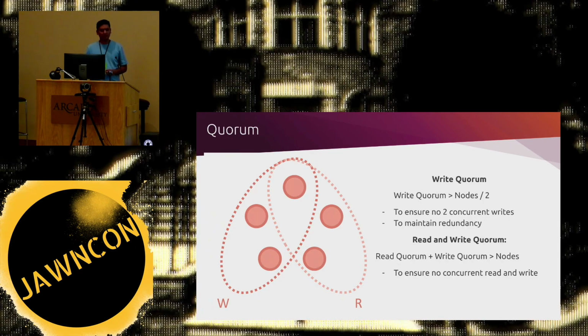So this also helps you maintain redundancy. In the case that a couple of your nodes go down, you still have your cluster and you're protected from loss of data.